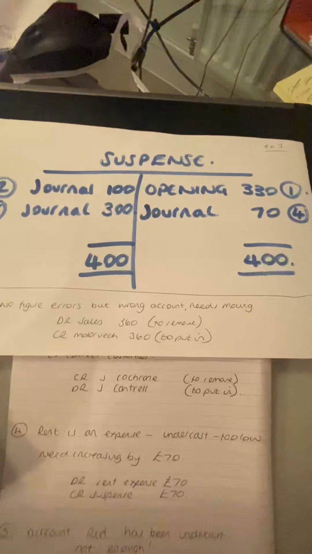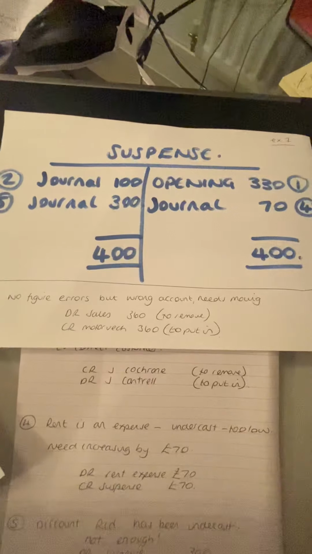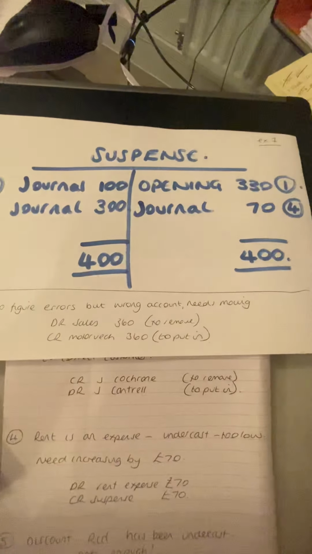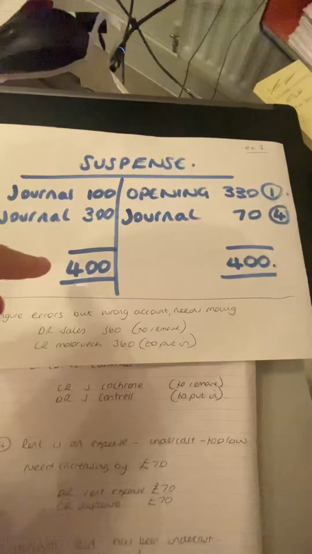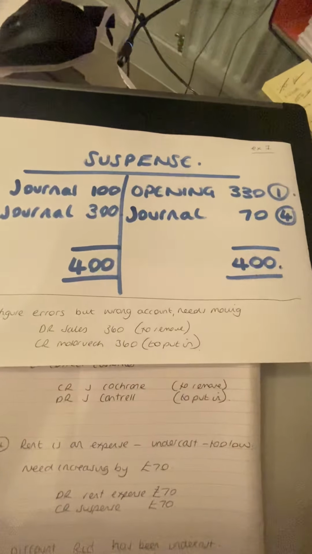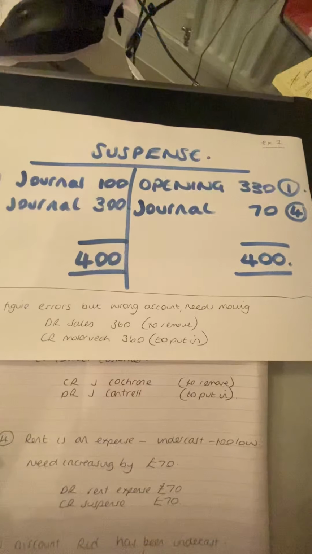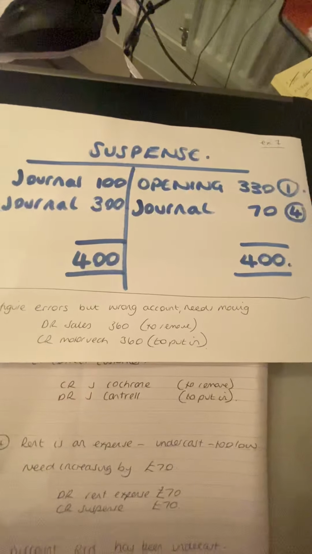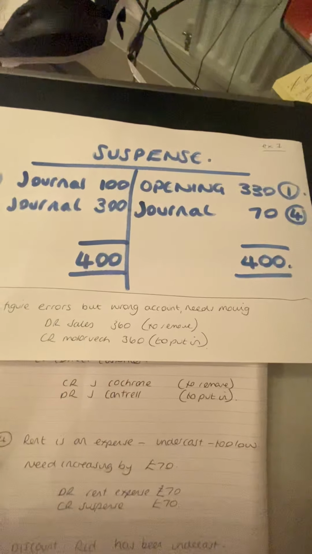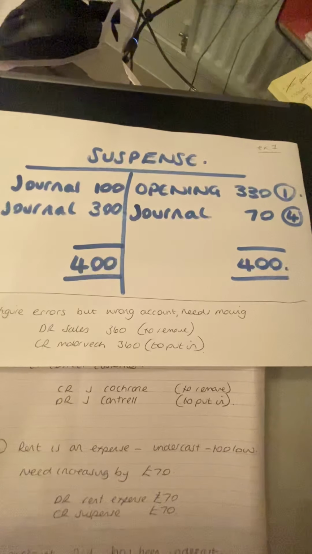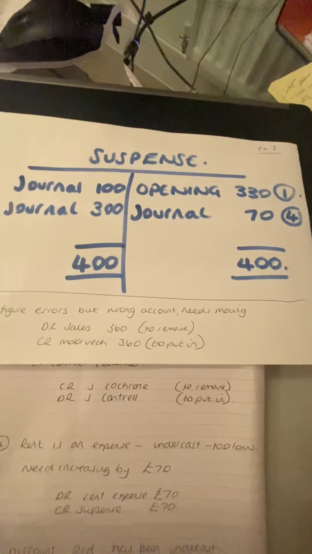Then what should happen is, once you've completed all of your errors, when you balance your suspense account off, can you see now that there's £400 on the debit side and £400 on the credit side? So you have actually eliminated the suspense account. And that's when you generally know you've done things correctly, because if you can get rid of the suspense account, that means you have eliminated the errors that caused it.